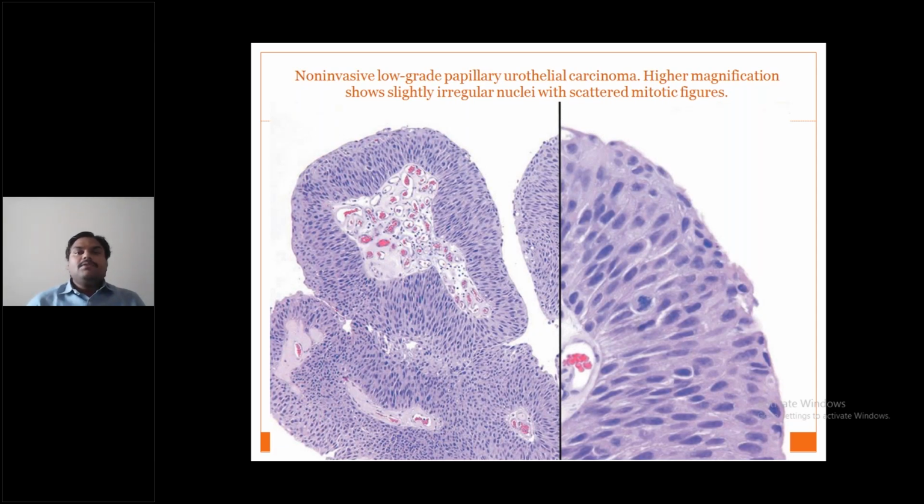So this is how it looks. You can see it is a case of a non-invasive low-grade papillary urothelial carcinoma. In high power, you can see irregular nuclei with scattered mitotic figures. If you see, there is nuclear atypia. Definitely there is nuclear pleomorphism. So this is how a non-invasive low-grade papillary urothelial carcinoma looks.